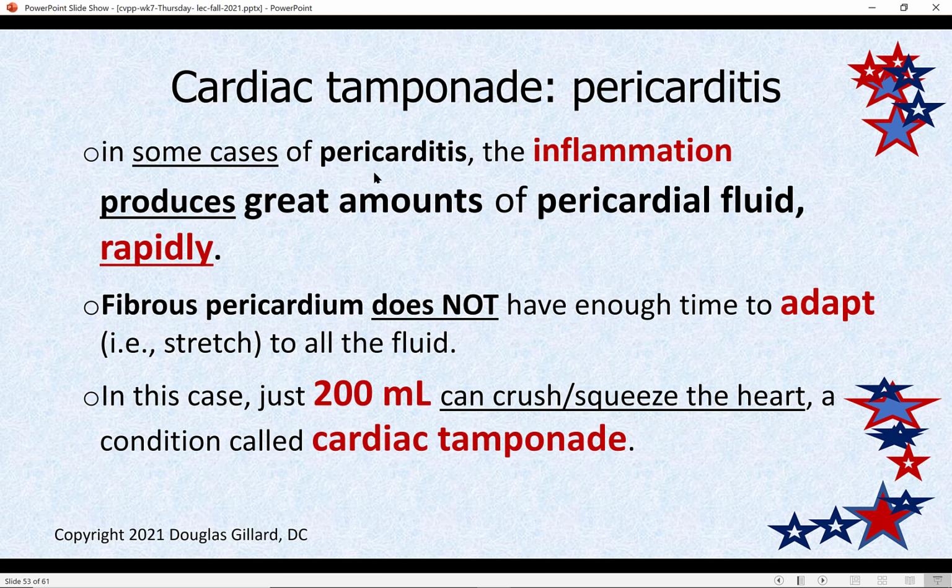In some cases of pericarditis, inflammation produces great amounts of pericardial fluid rapidly. And anything, whether it's blood pouring in or a wicked inflammation that's producing tons of fluid draining into the pericardial cavity, your fibrous pericardium is not going to stretch. It's not going to have time to adapt to that, and it's going to crush the heart. If it happens rapidly, 200 milliliters or cc's will crush the heart and cause significantly decreased stroke volume because of the cardiac tamponade.